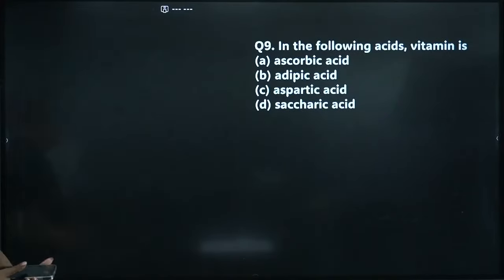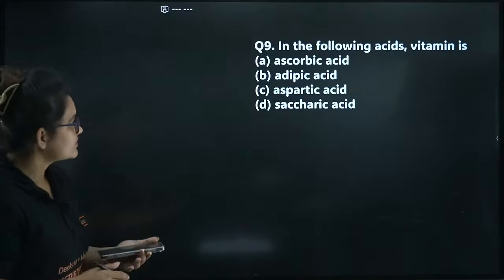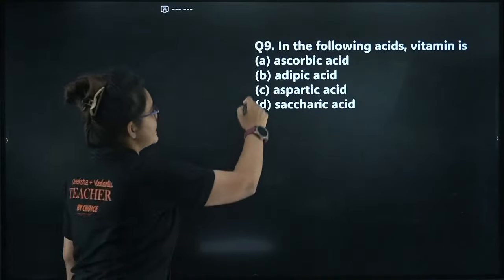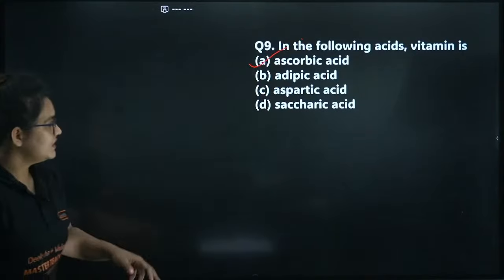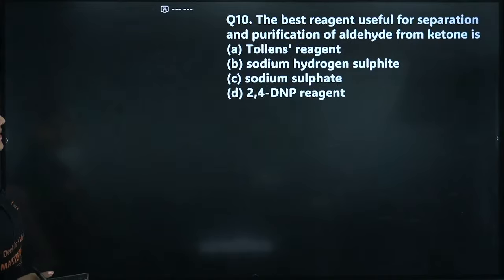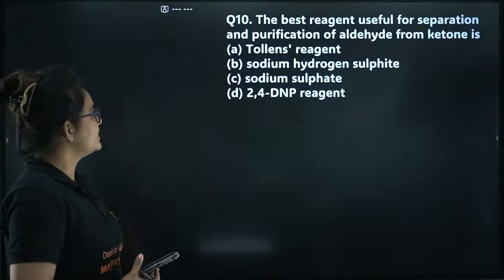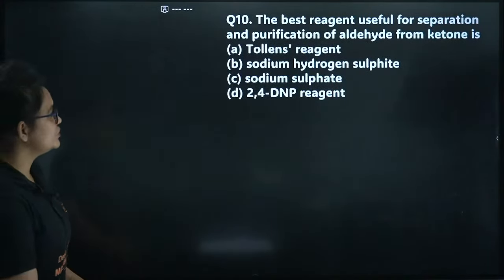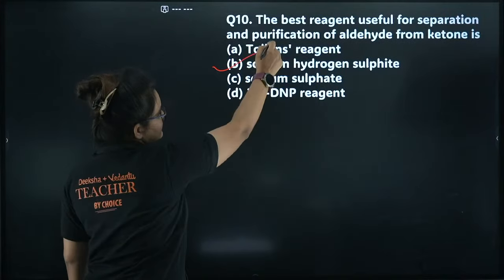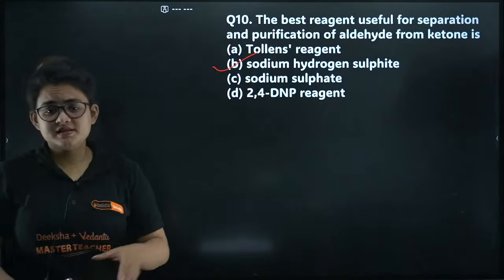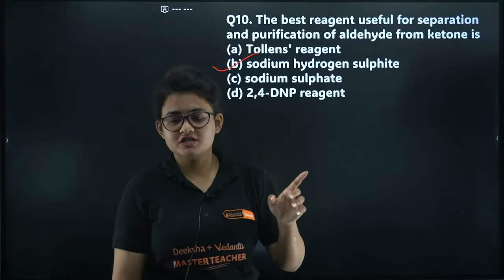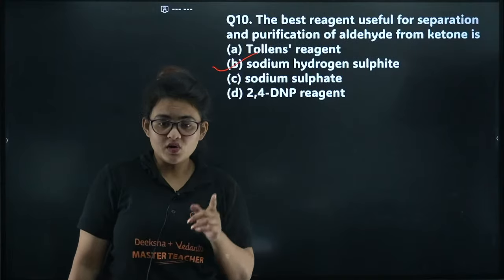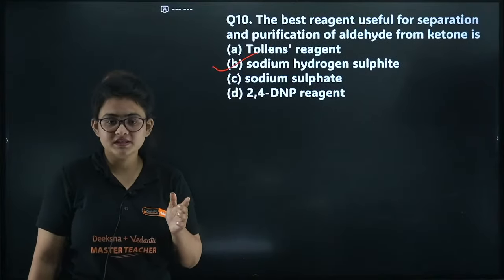Okay, so let's proceed. In the following acids, vitamin C is basically ascorbic acid. Okay, next let's proceed. The best reagent useful for separation and purification of aldehydes and ketones is going to be sodium hydrogen sulfite. Okay, so it's a very important one for the question. Why? Because NaHSO3, that particular reagent, only reacts with aldehydes, not with ketones.